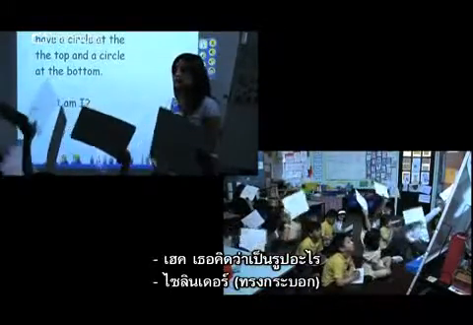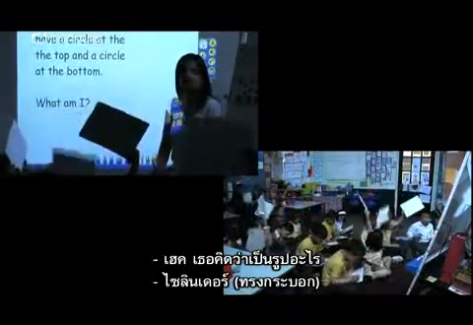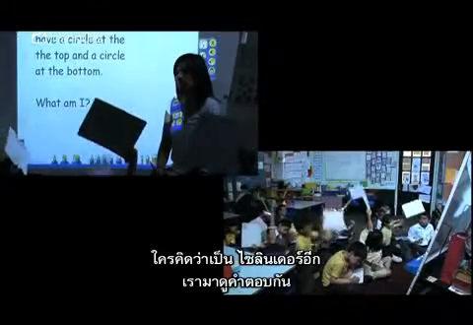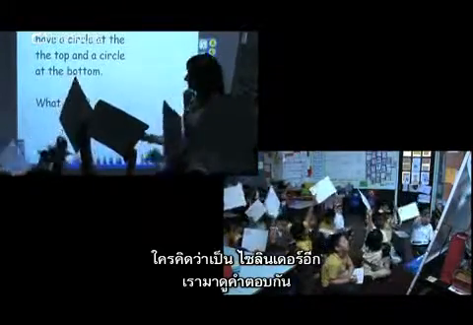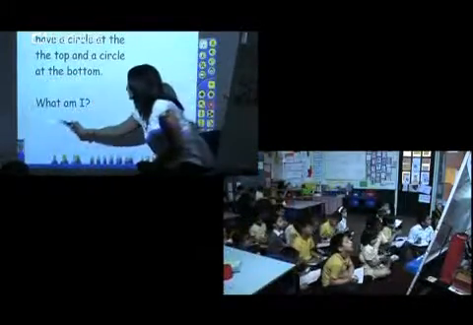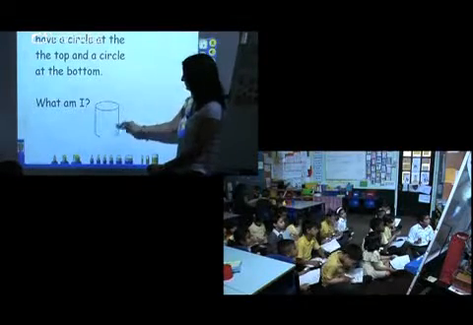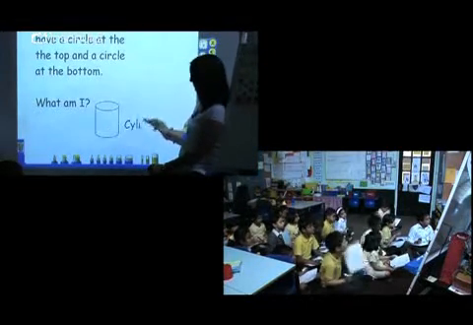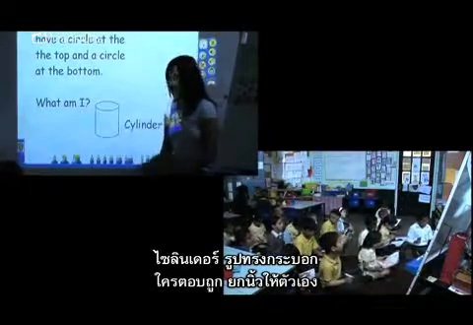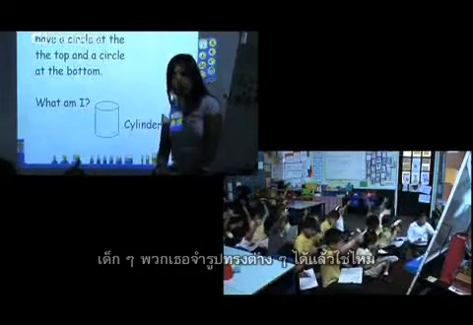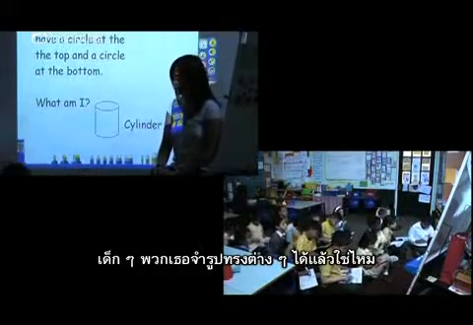What's your guess? What do you think? You think cylinder? Sadia, what do you think? Cylinder. Who else thinks cylinder? Shall we have a look? What is it? Cylinder. Give me a thumbs up if you got it right. Very good. So children, you can really remember all your shapes, can't you?